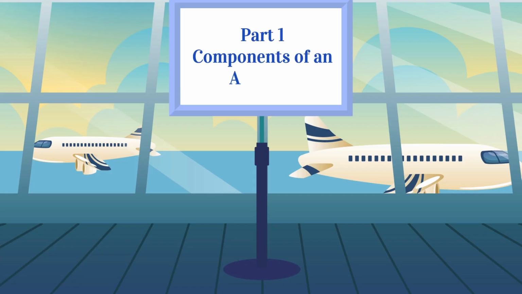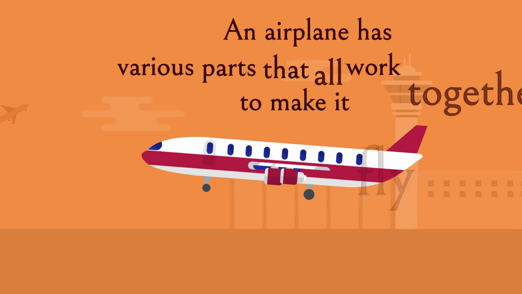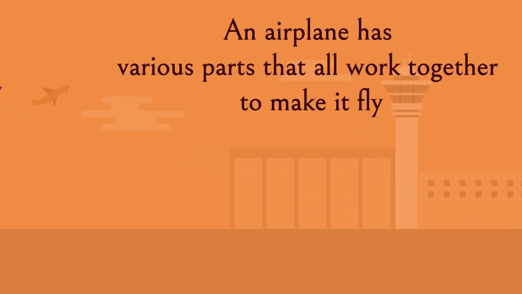Part 1. Components of an airplane. Let's first take a look at the components of an airplane. An airplane has various parts that all work together to make it fly.